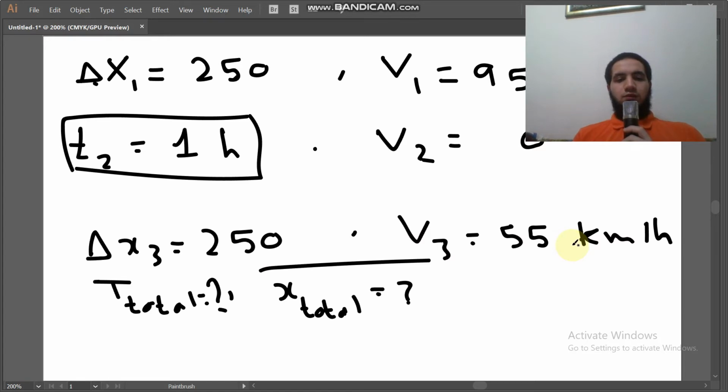So he needs to know the average speed, and we stated before that the average speed is the total difference in displacement over the total difference in time.